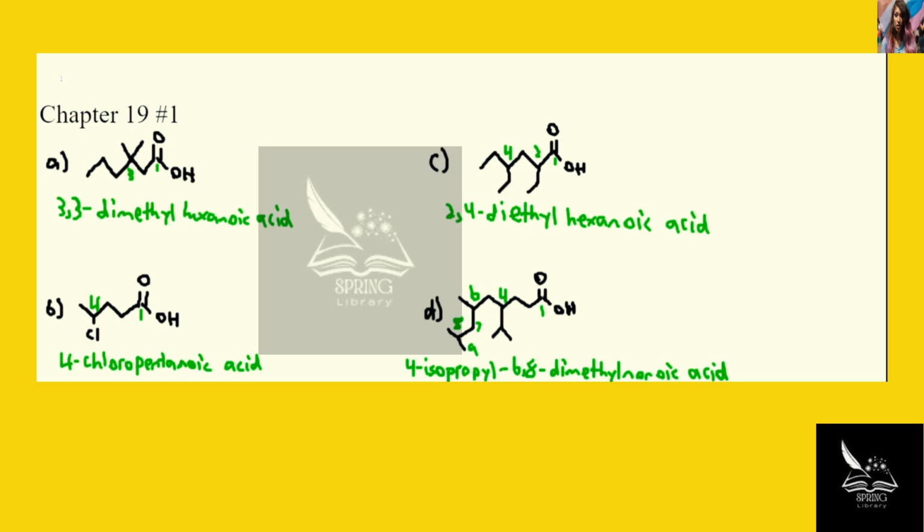And again, remember, we just need to make the carboxylic acid carbon number 1, number the longest chain, and then just name our substituents and where they are on the chain. And that's the answer to chapter 19, problem number 1.